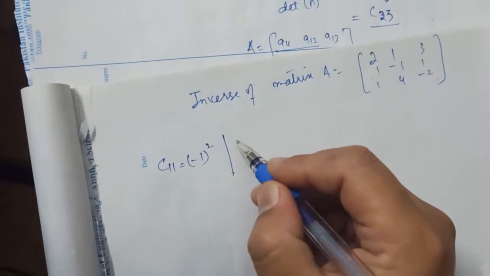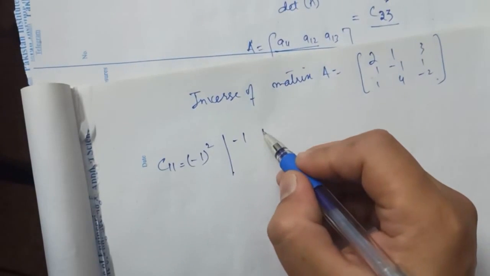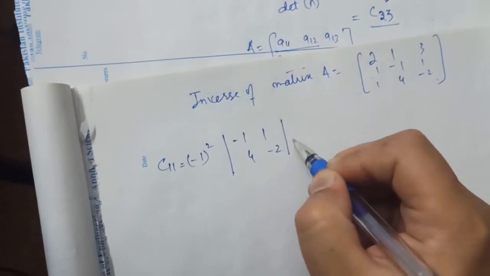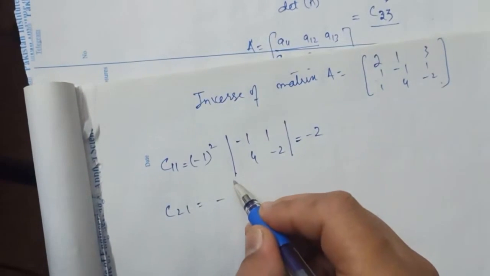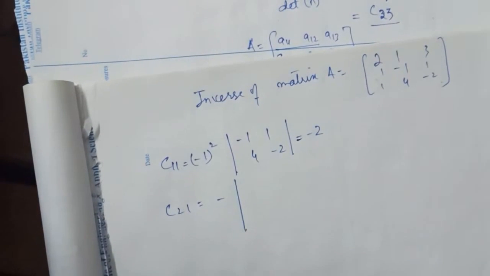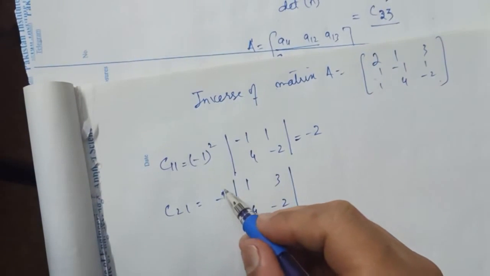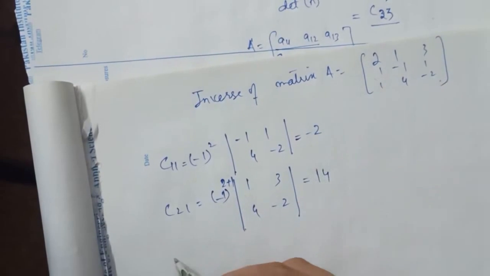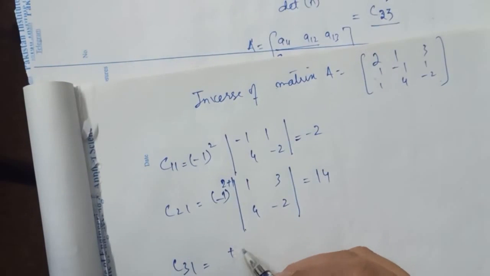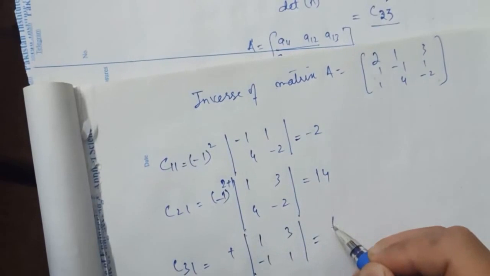This will be minus 1, 1 4 minus 2, and that comes out to be minus 2. Similarly, C21 is equal to minus 1. C21 is the second row in the first column. 1 3 4 minus 2, and because this is minus 1 2 plus 1, that becomes 14. C31 is equal to plus 1 3 minus 1 1, which is equal to 4.